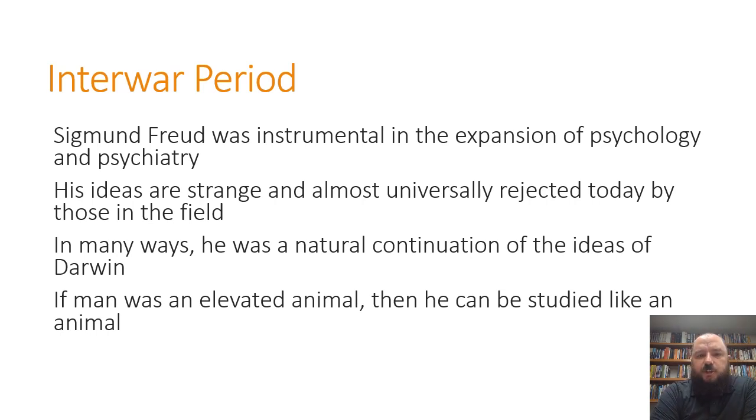In many ways, he was a natural continuation of the ideas of Darwin. What does Darwin say? Darwin says mankind is the latest and greatest evolution of the animals, and therefore man is an elevated animal. And if we study animals as objects, then why can't we do it with humans? So, you want to study a cow, you observe the cow. You set up your blind and pull out your telescope and you watch the cow and you document what it does. And you can do that with animals. Why? Because animals have no soul. Animals behave according to instinct. Why does a cow do what a cow does? Well, cows do what cows do because they're cows. God made them that way.